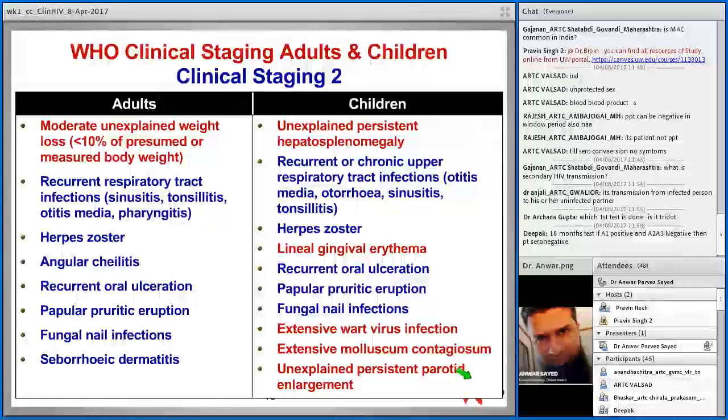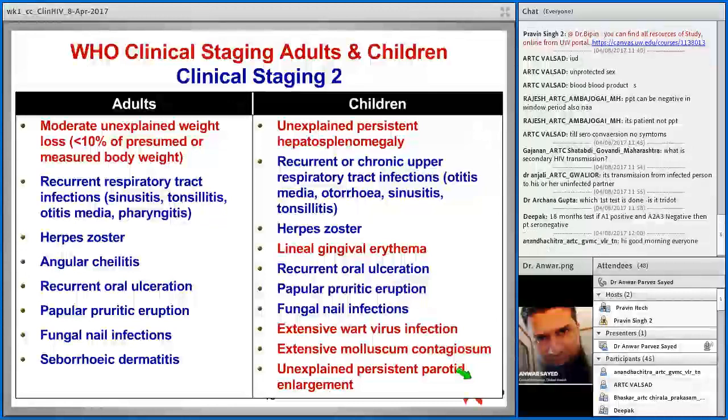Then minor skin infections like herpes zoster, angular cheilitis, recurrent oral ulceration, papular pruritic eruptions, or PPE as it is called. Then fungal nail infections, which is onychomycosis, and seborrheic dermatitis, or you can say dandruff. All these are minor skin or skin appendage infections. So if a person has any of these conditions, they will be staged as stage 2.